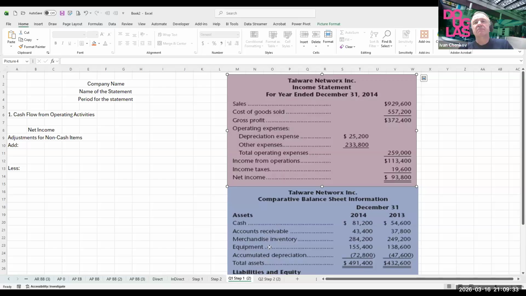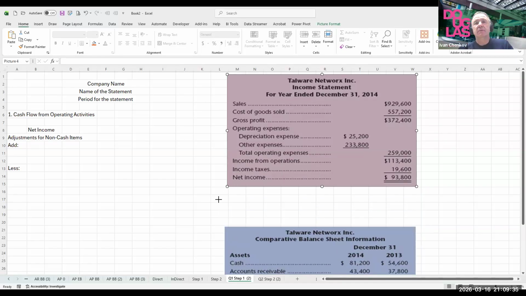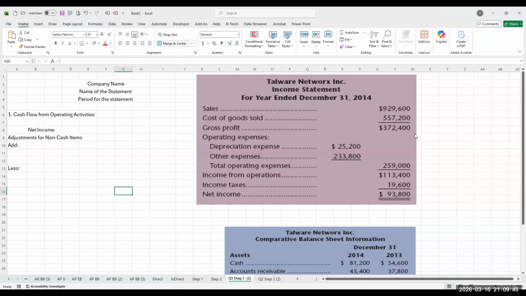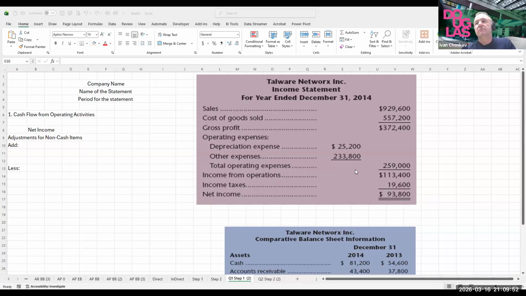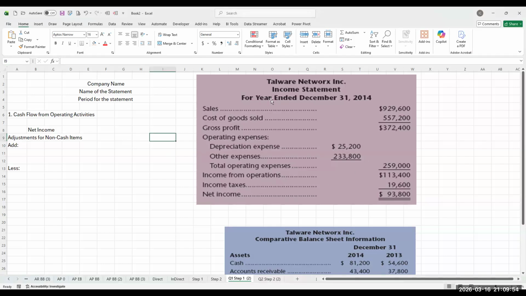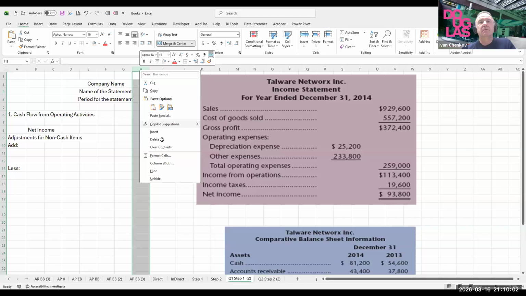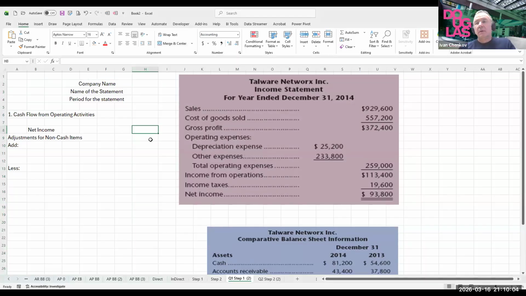Question. What's my starting point for my cash flow statement? I think it would be operating expenses, but... Net income. Yeah, net income. Okay. How much my net income? Or their net income, not our net income, their net income. Their net income is 93,800. That's our starting point.